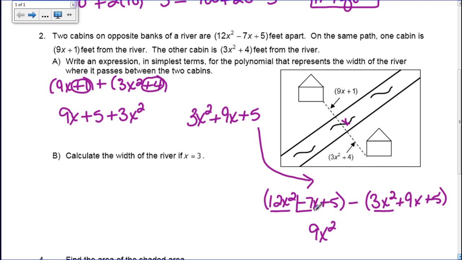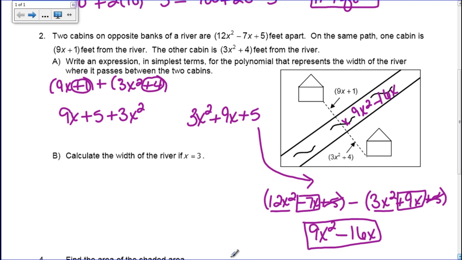Now I also have negative 7x minus 9x. Well, negative 7 minus 9 is negative 16x. And if you don't believe me, type that in your calculator. That's what it equals. And then I have 5 minus 5. Well, 5 minus 5, they just cancel each other out. And so this is my distance across the river. From one side of the river to the other is 9x squared minus 16x feet. So that's the distance across my river. So that's your answer to part A.